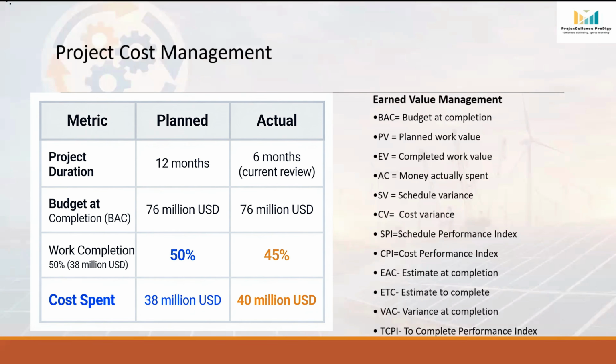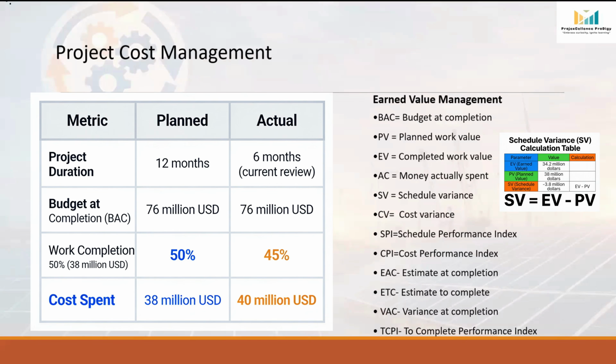SV, schedule variance. The formula is SV equals EV minus PV. In our project, SV equals 34.2 minus 38, which comes to minus $3.8 million. A negative schedule variance tells us the project is behind schedule.